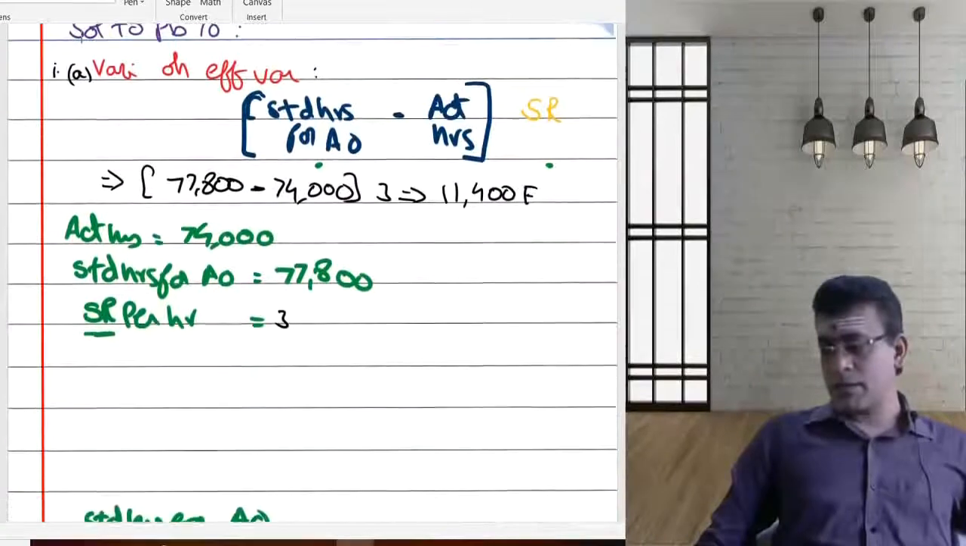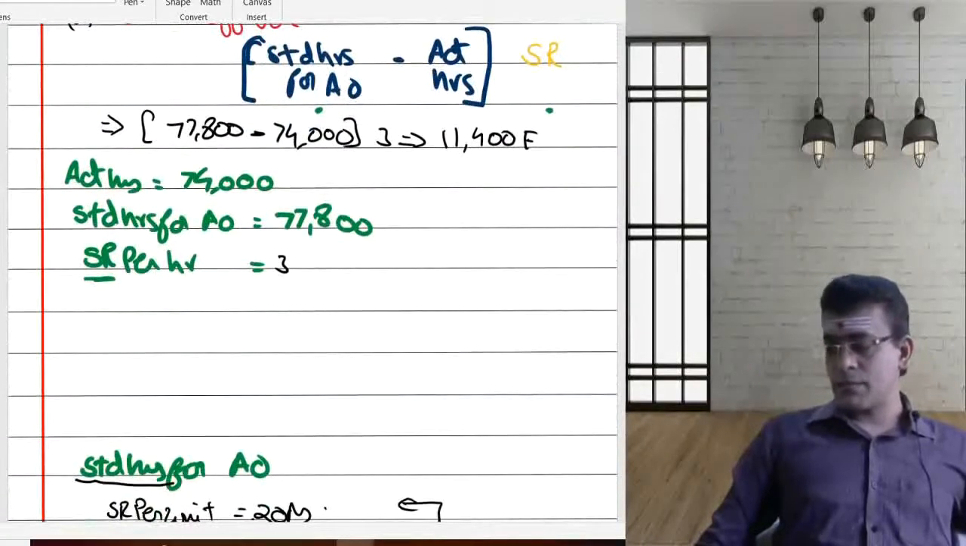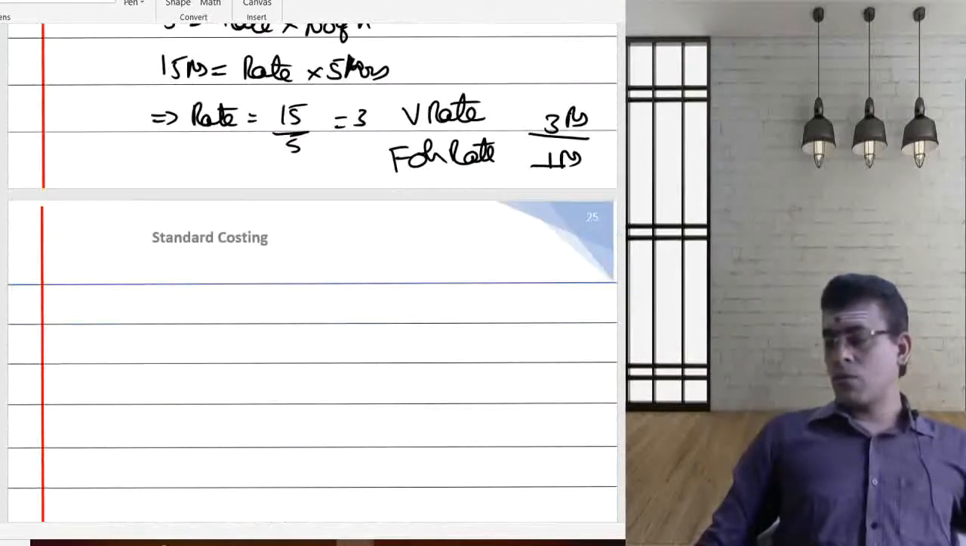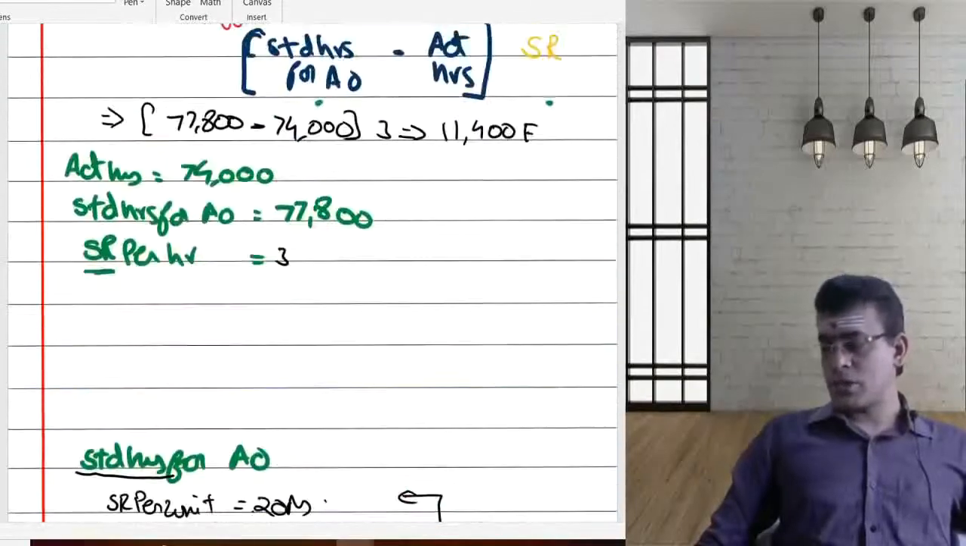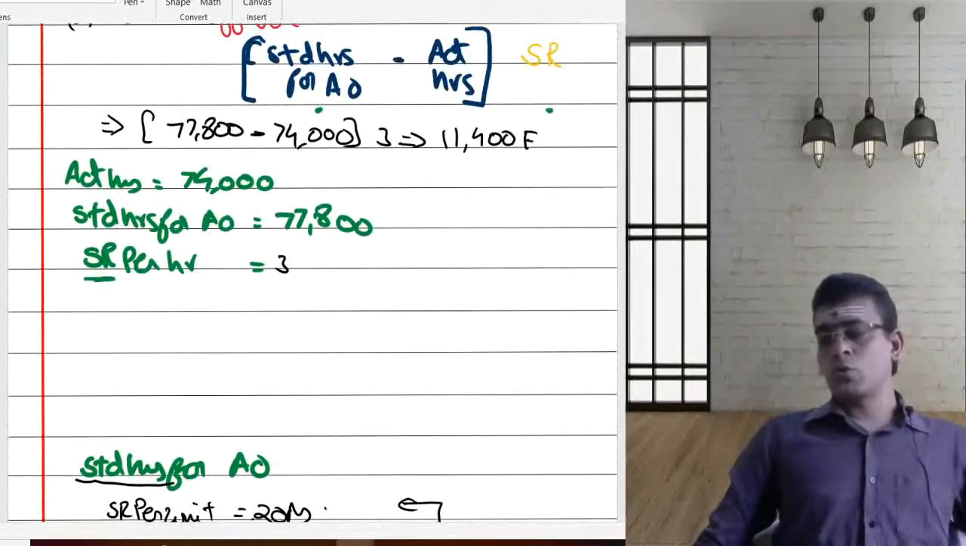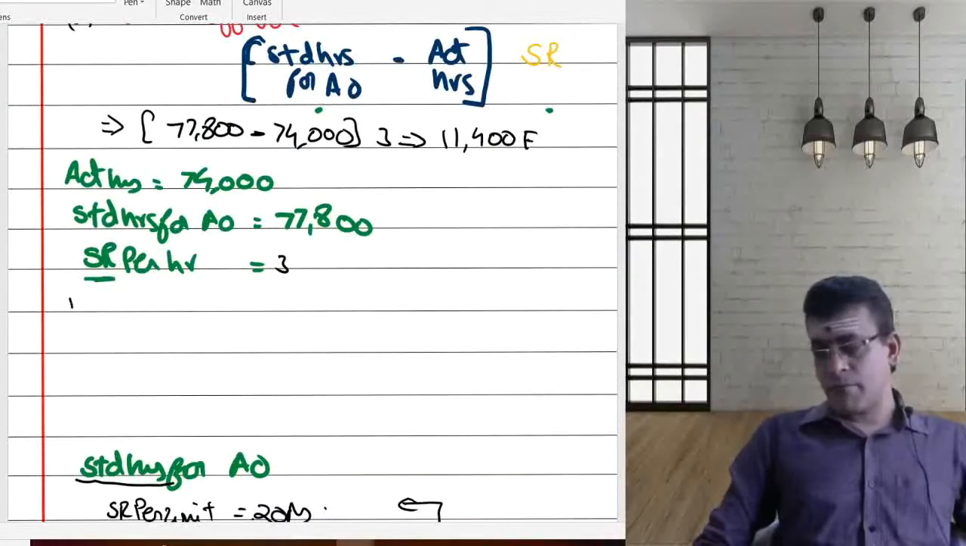Now everything is there. We can easily calculate the variable overhead expenditure variance. So I will update here. I want you to solve with that. Now second, 1B.